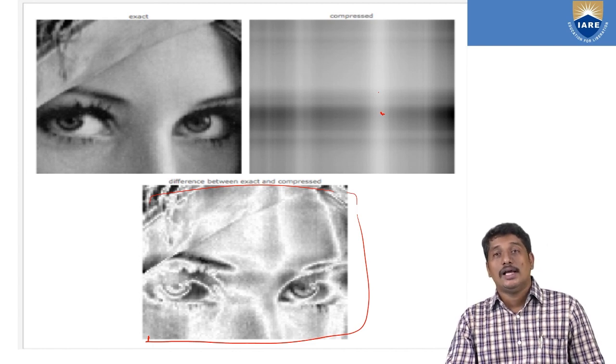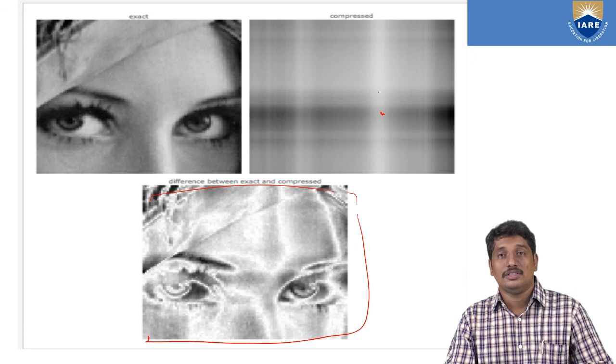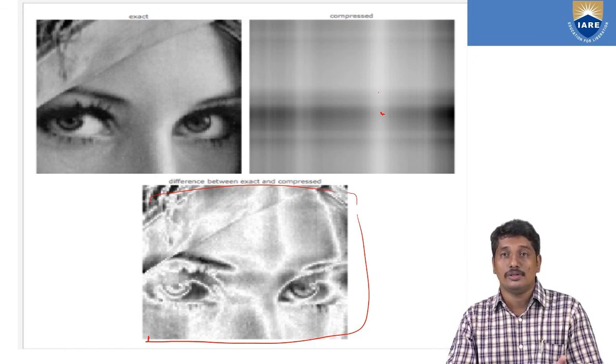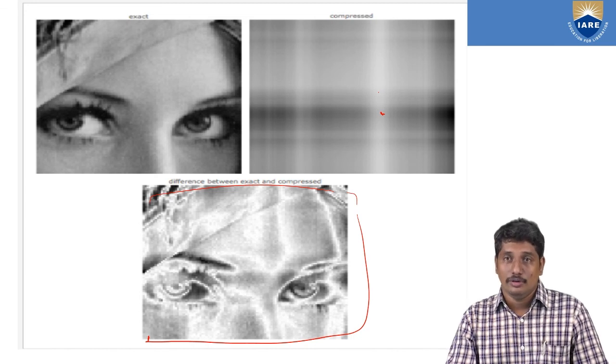In the next class, I'll present a problem on singular value decomposition. I'll take a matrix and I'll tell you how to decompose it into singular value matrices.